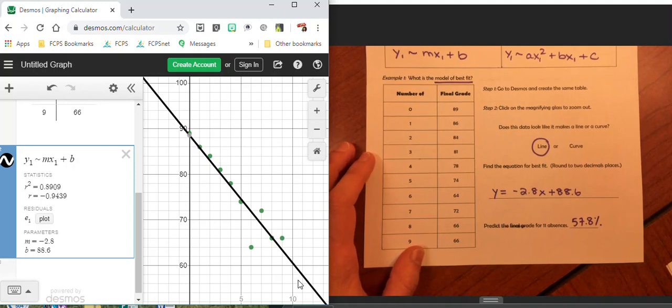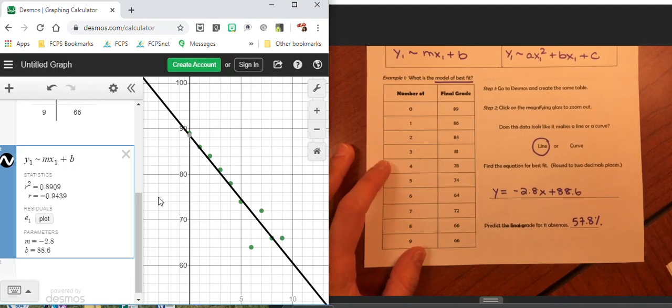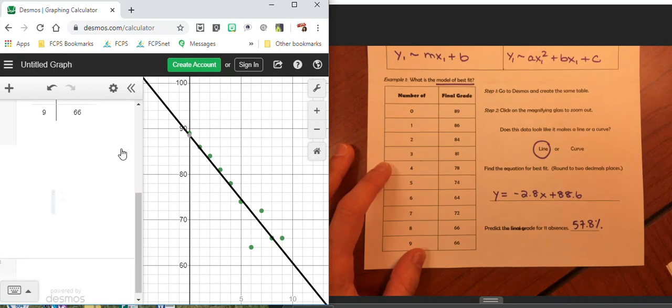So what we did was we entered the data into Desmos. We looked at what kind of shape the data made. We determined it looked like a line, so we used our line of best fit formula to figure out the equation for this line, and that way we could make a prediction. Let's try one more.